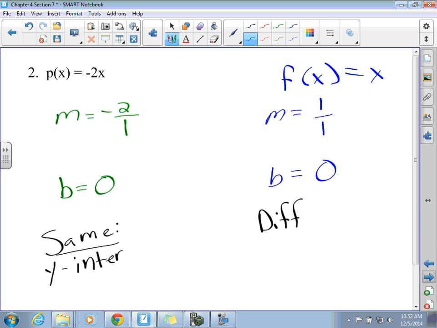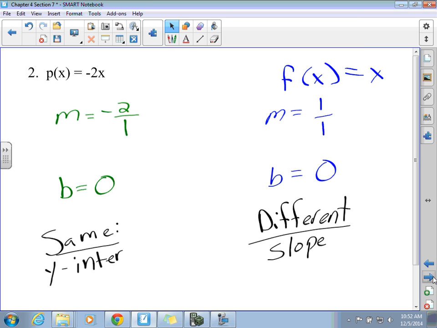Let's graph these. I'm going to graph the parent first because the parents are number 1, right? No. They're the most important in the house, right? Kidding. Okay.